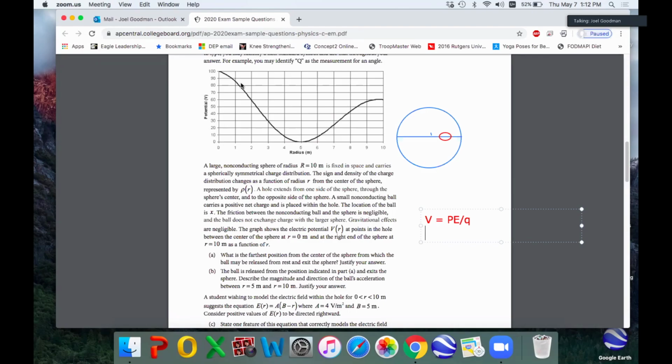Somebody suggest an answer. 2 meters. Yeah, 2 meters, because now I have 60 units of potential energy. That's what I got there. It would just barely escape. That would be the answer. How do you justify your answer?